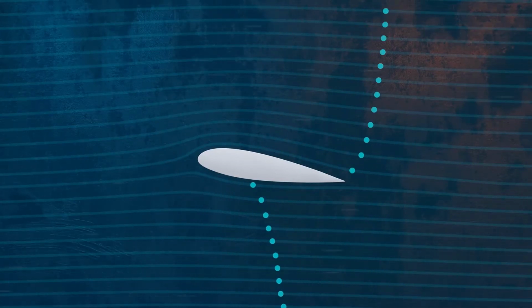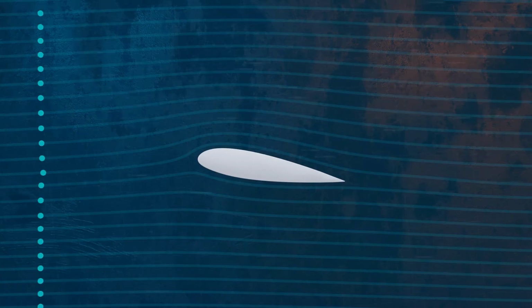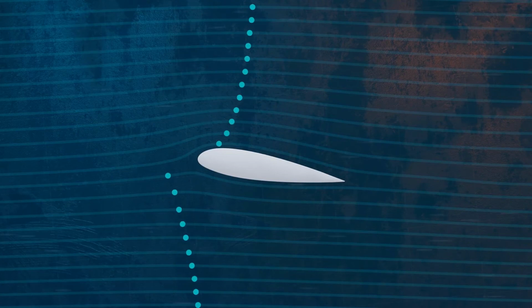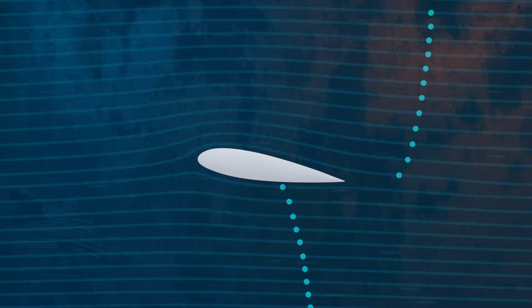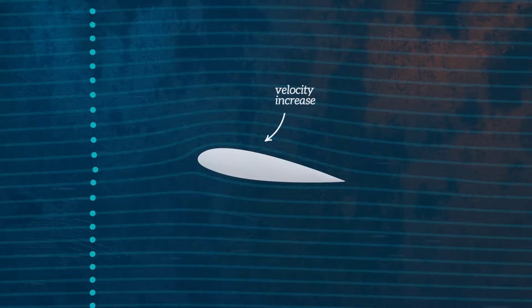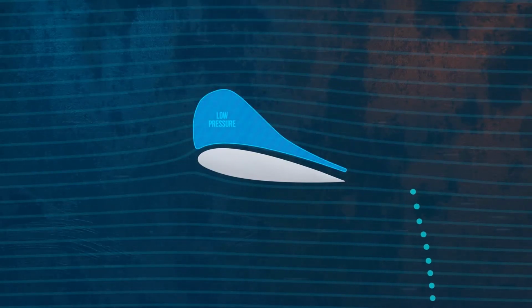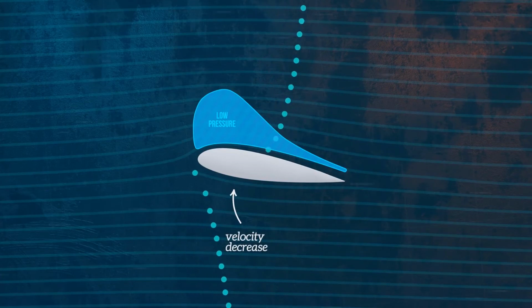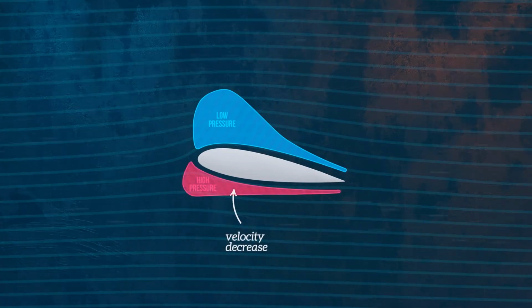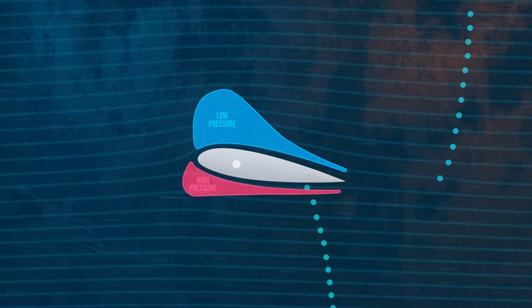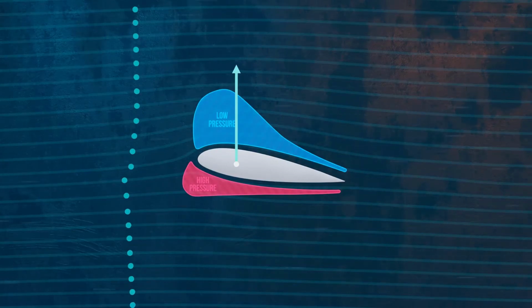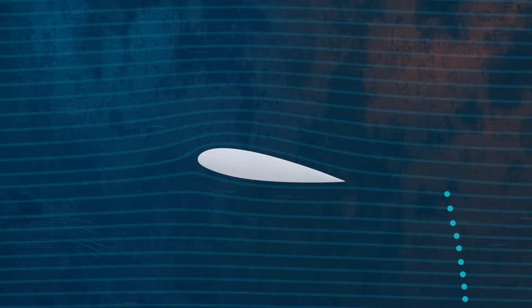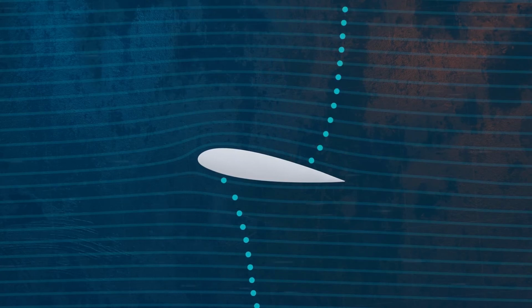Bernoulli's principle tells us that when the velocity of a fluid increases, its pressure must be reduced, which is just a statement of the conservation of energy. This means that the increase in velocity above the airfoil creates an area of lower pressure, and the reduction in velocity below it creates an area of higher pressure, and this pressure difference creates the lift force. But then we need to explain what causes the difference in velocity.